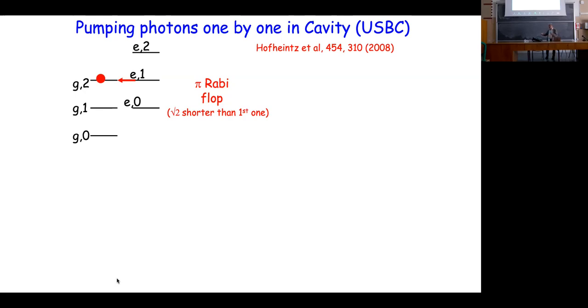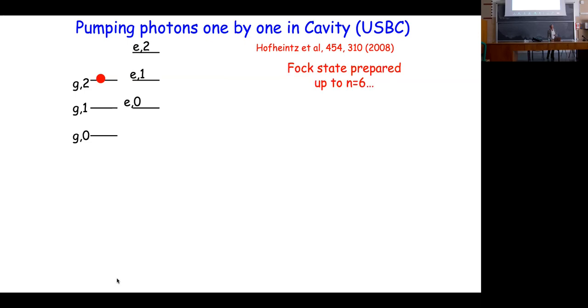You make another pi Rabi flop, which is shorter because the coupling is larger by ratio square root of 2. So you see that by manipulating the frequency of these artificial atoms, which you can change by sending a magnetic flux into your superconducting junction, you can pump successively larger and larger photon numbers into your artificial atoms. And how do you check that you have prepared a Fock state?